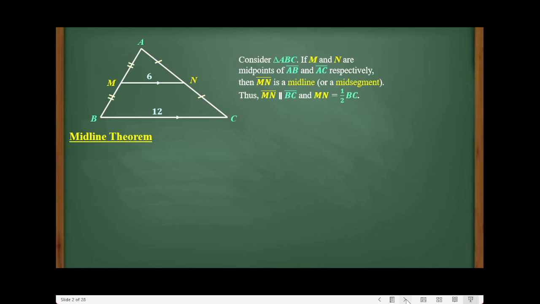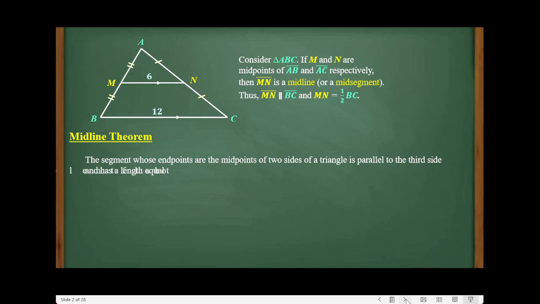So if we're going to interpret the midline theorem, we can verbally state this theorem, and that is the segment whose endpoints are the midpoints of the two sides of the triangle is parallel to the third side and has a length equal to half the length of the third side. Okay? So that is the midline theorem. Next.